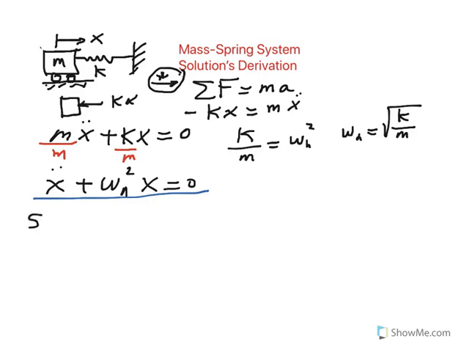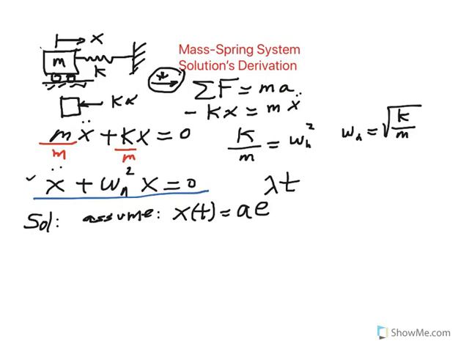Okay, so what is the solution? The solution for something like this, where you have the second derivative plus something times the function itself equals 0, has to be an exponential function. So we assume that the solution is of the form of some constant a e to some power, I call it lambda, times t. The way you go about finding a and lambda is by substituting the assumed solution into the differential equation.